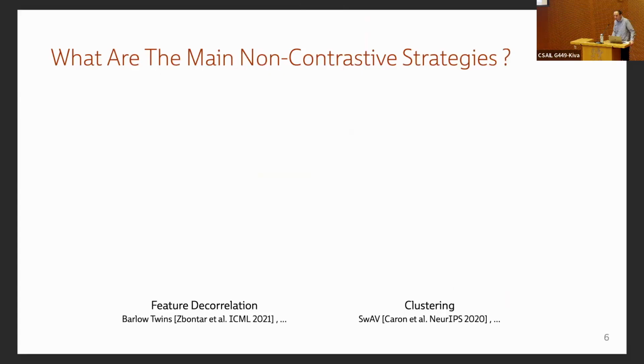So we are not the first to consider the non-contrastive setting. There is broad literature in this area, let's say. And so it can be categorized into two main classes. One is feature decorrelation methods, and the other are clustering-based approaches.